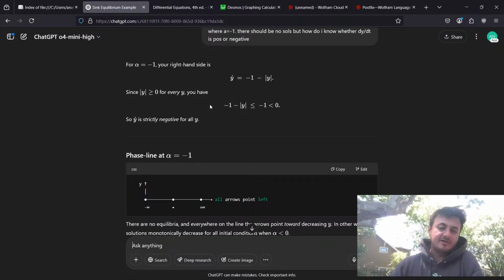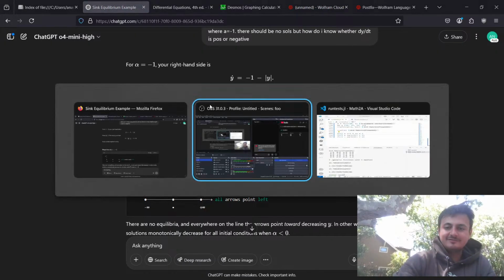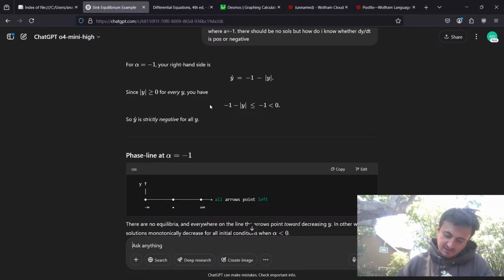I hate absolute values. Dude, absolute values are like so lame, bro. All right, so if y is greater than 0, I think this one is going to be a sink. The y equals 1 is going to be a sink. This one's going to be a source.